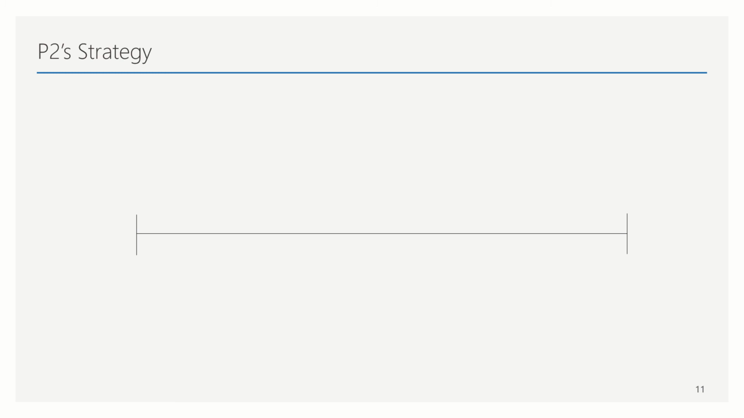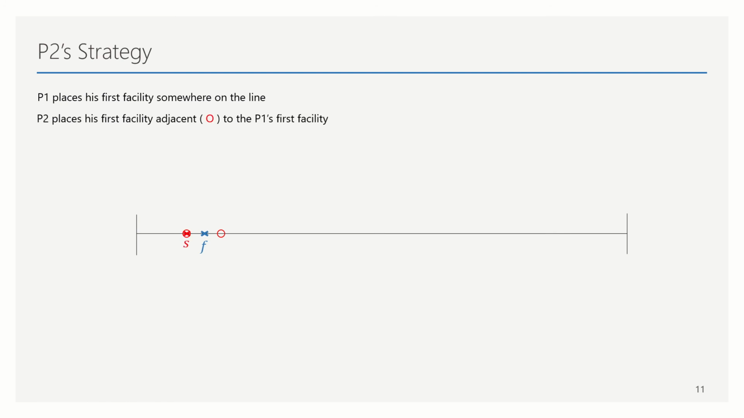For example, P1 puts his facility somewhere on the line segment. The nearest user on each side of the facility is shown by a red circle here. Now, based on the strategy, P2 selects one of them arbitrarily to place his first facility. Here is the end of the first round.